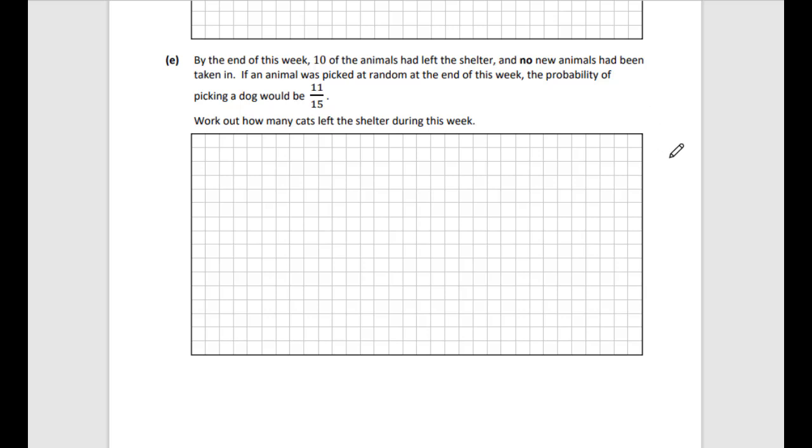Okay, by the end of the week, 10 of the animals had left the shelter and no new animals had been taken in. If an animal was picked at random at the end of the week, the probability of picking a dog would be 11 over 15. Work out how many cats left the shelter during the week. So if 10 animals left, that means there were only 30 animals in the shelter at the end of the week. So 11/15 of 30 is 22. So that's 22 dogs left in the shelter at the end of the week.